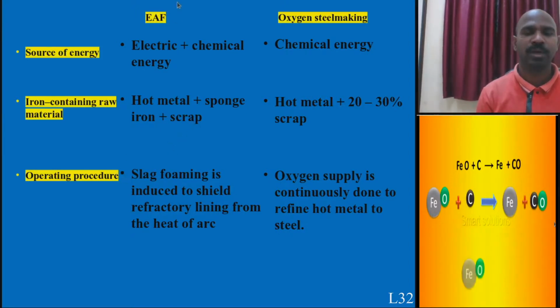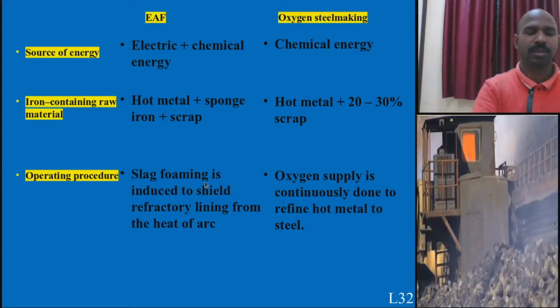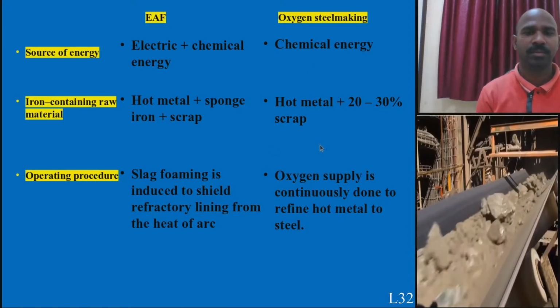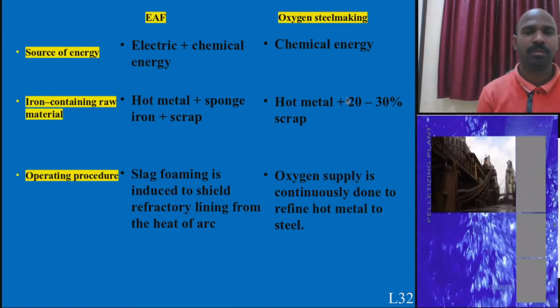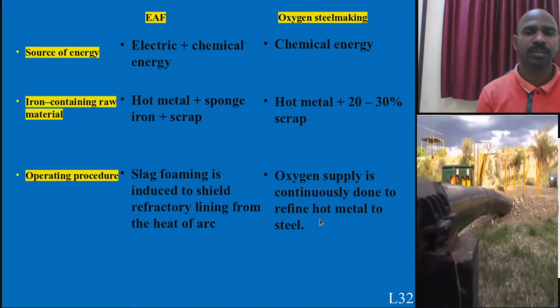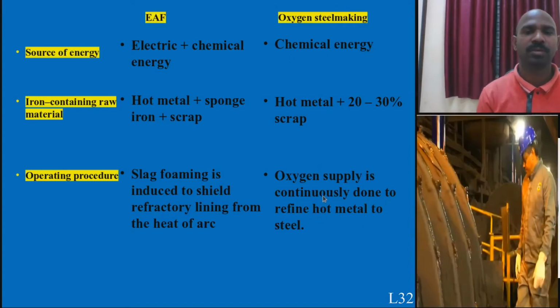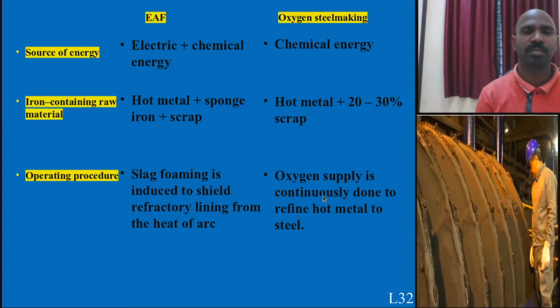Operating procedure, main step: in the electric arc furnace, the slag foaming continuously shields the electric arc and protects the refractory lining of the EAF process. In the case of oxygen steel making, oxygen supply is continuously maintained to refine the hot metal. This is the main principle in the case of oxygen steel making.